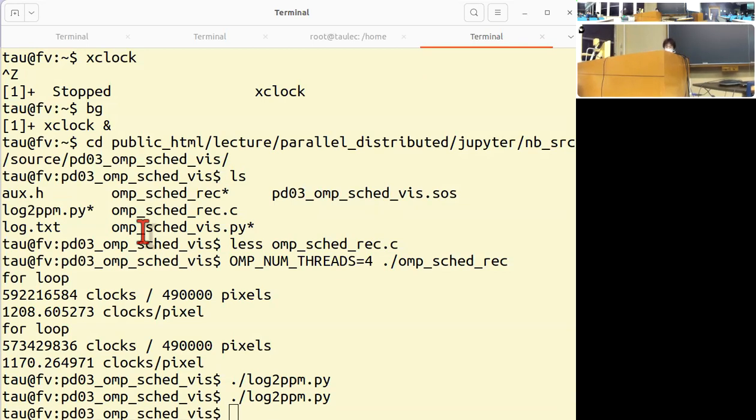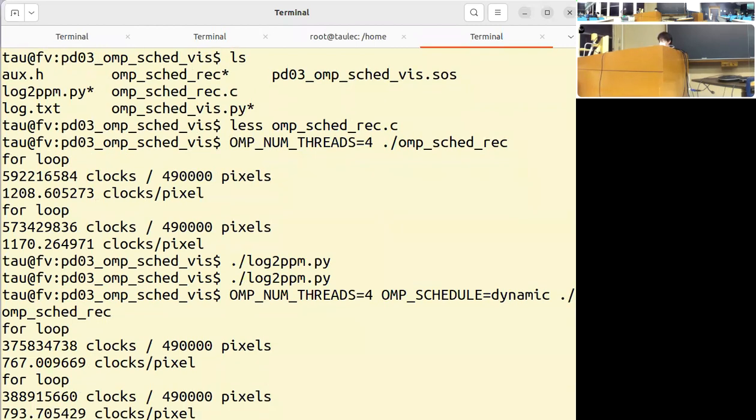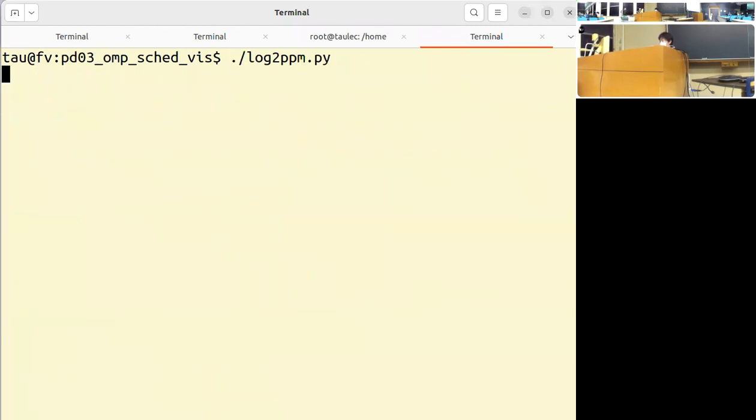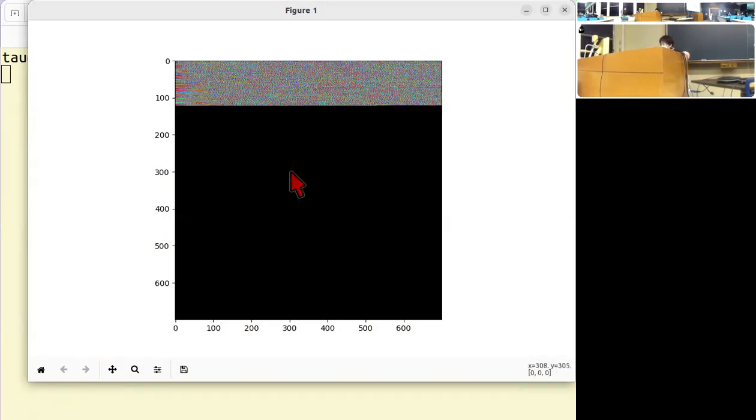Each iteration may have a different amount of work. Then static scheduling is not going to work very well. And you can change the scheduling strategy by saying schedule equal, for example, dynamic. Then what happens will be very different, and you can easily see the difference in the visualization.